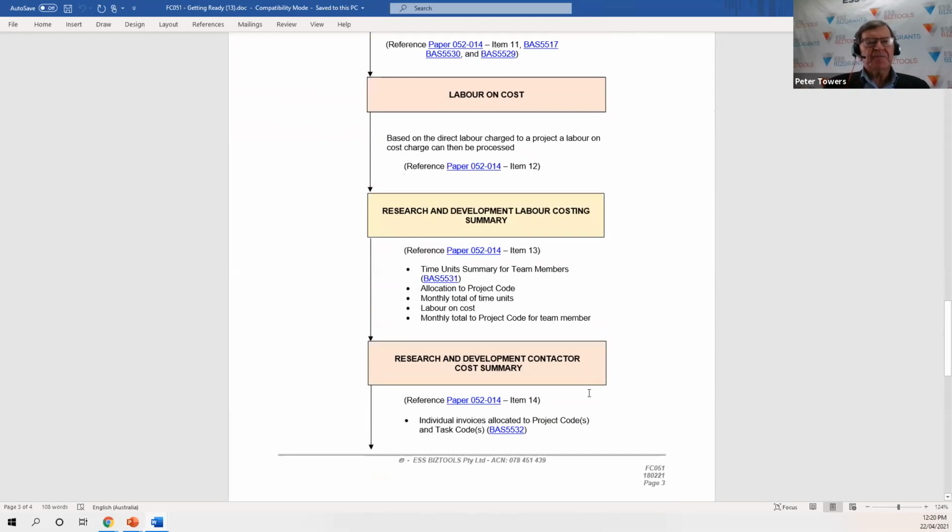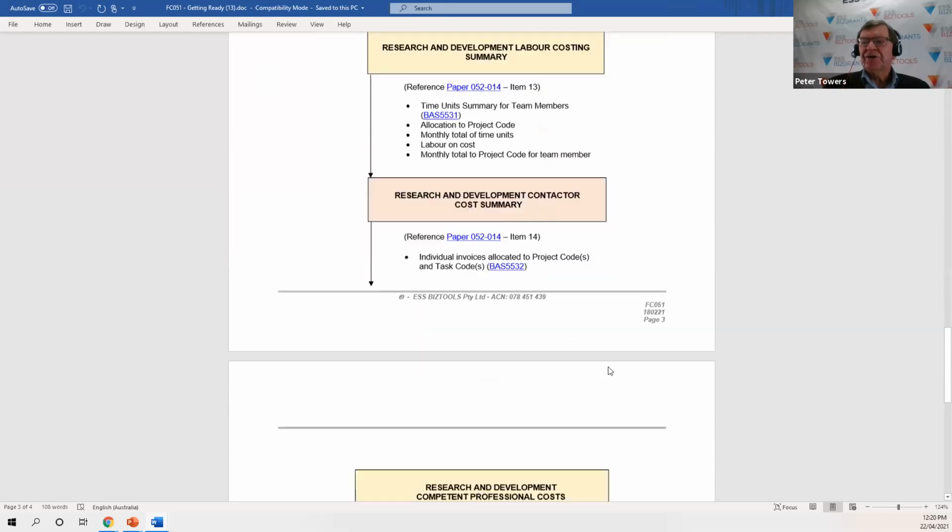The costing information for contractors and competent professionals should also be kept. Their information will be based on tax invoices, but obviously the team's times will be determined from some sort of timesheet recording mechanism.